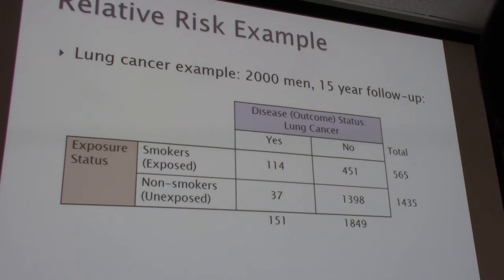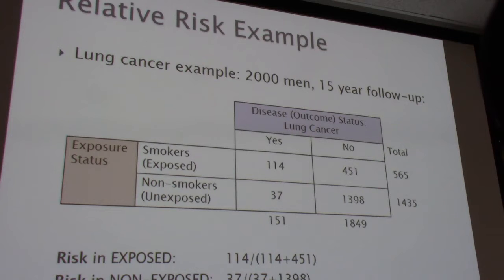And if we did an example, looking at lung cancer in smokers and non-smokers, a pretty classic one. We look first at the risk of cancer in the smokers, the exposed group. So we have 114 of the smokers out of the total amount, which is 565. We calculate that, and it's 0.2.